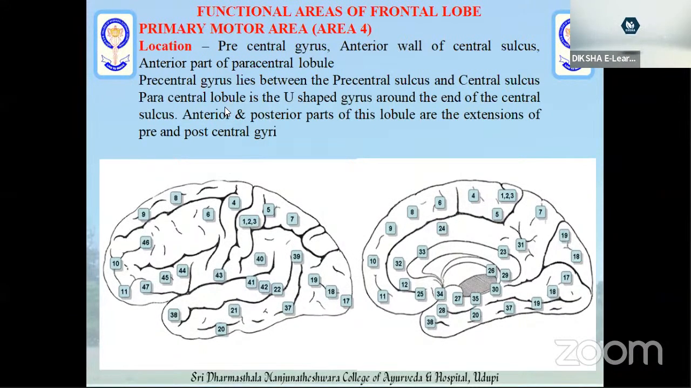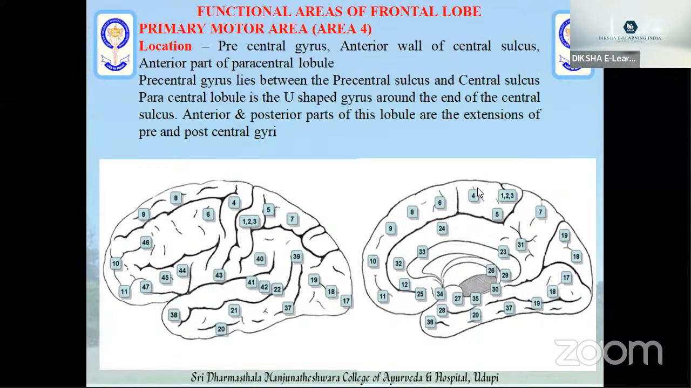And paracentral lobule means it is located in the medial surface. This is the superior lateral surface of the cerebrum, whereas this is the medial surface of the cerebrum. The paracentral lobule is a U-shaped gyrus around the end of the central sulcus. Anterior and posterior parts of this lobule are the extensions of the pre and postcentral gyri on the medial surface, forming the paracentral lobule.